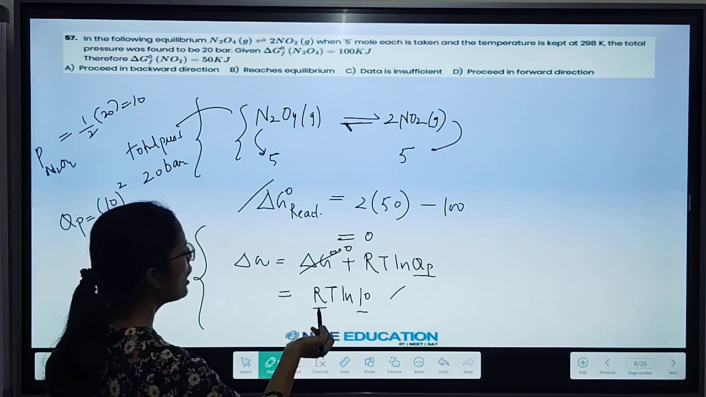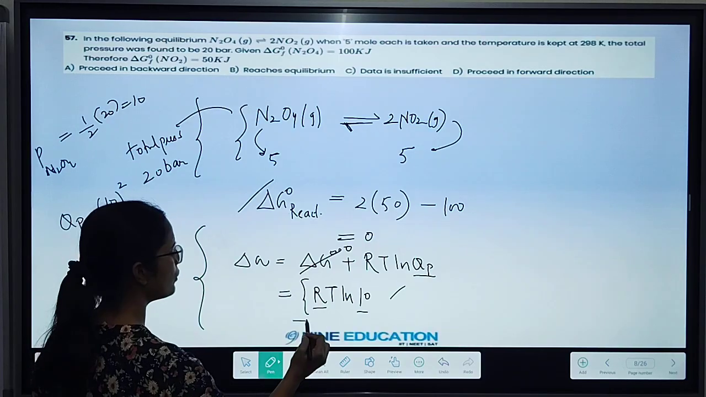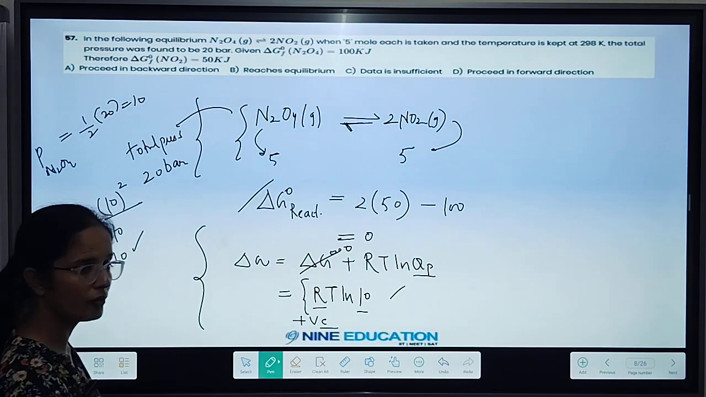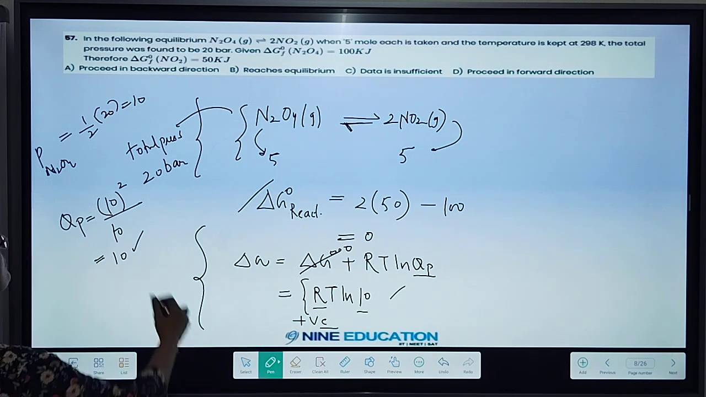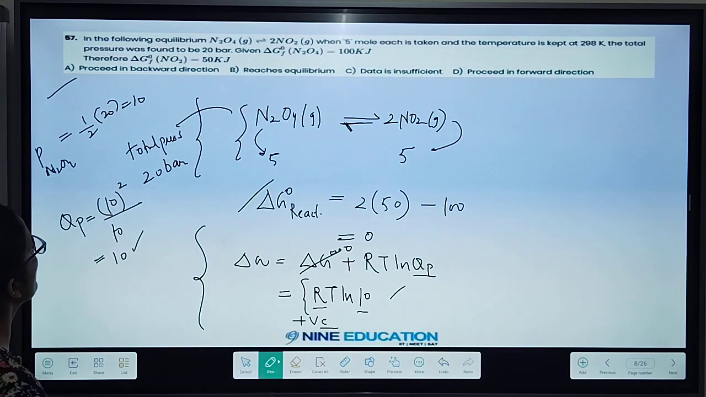You can see that RT ln 10, this all will be giving you what? It will be giving you some positive value, and if delta G is positive, it means your reaction will not proceed in the forward direction. It will be proceeding in the backward direction. So the correct answer here will be option A.